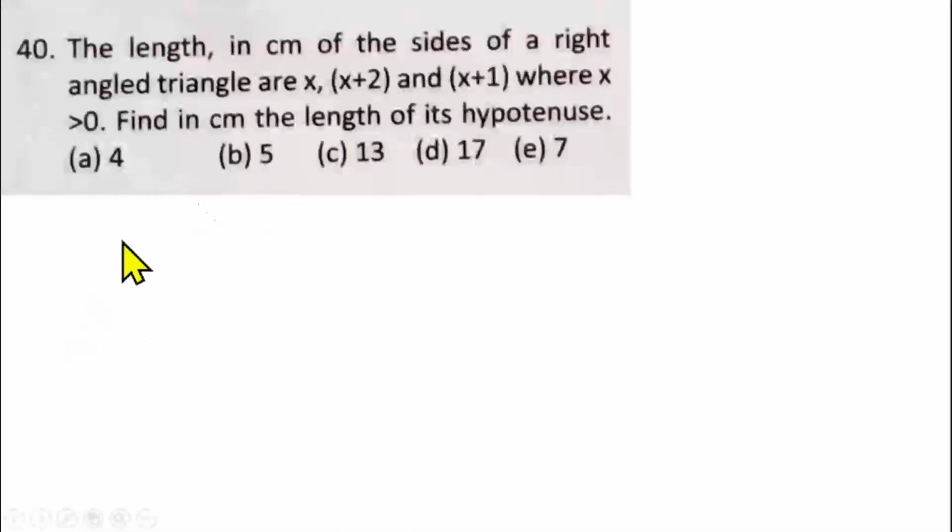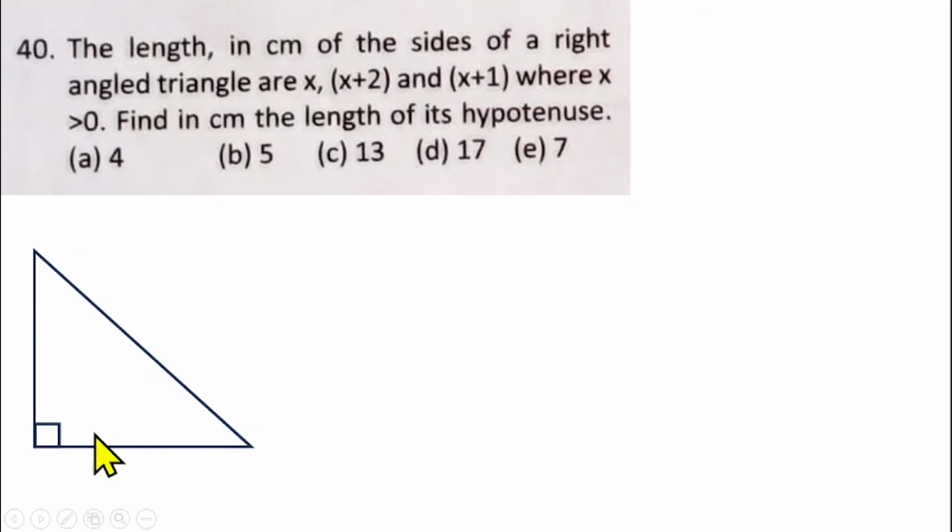Question number 40 is from the Pythagoras theorem, and we are told that the lengths in centimeters of the sides of a right angle triangle are s plus 2 and s plus 1, where s is greater than 0. Find, in centimeters, the length of its hypotenuse.